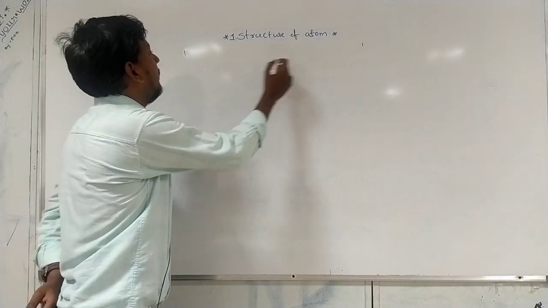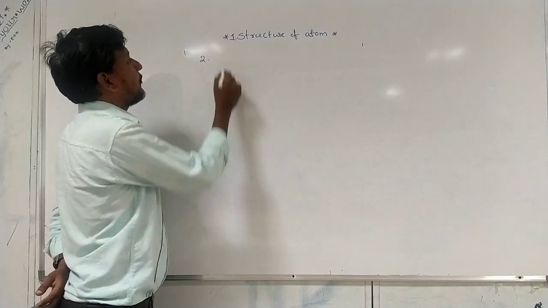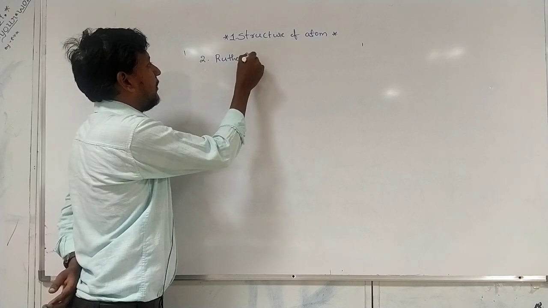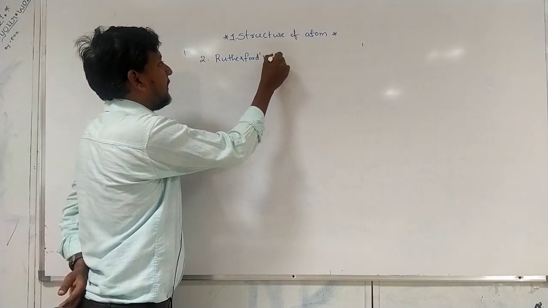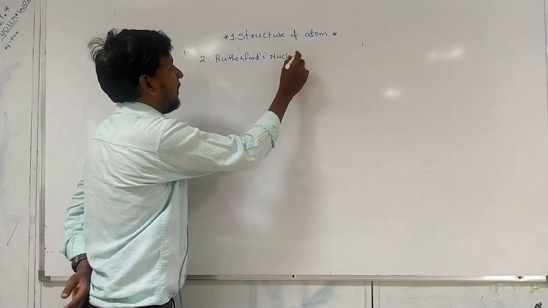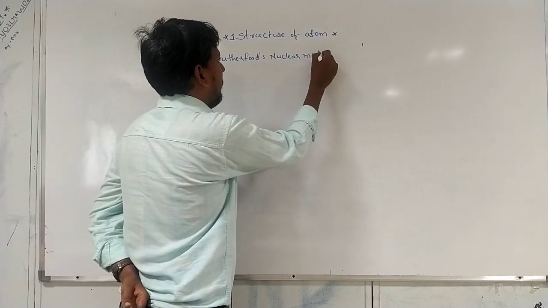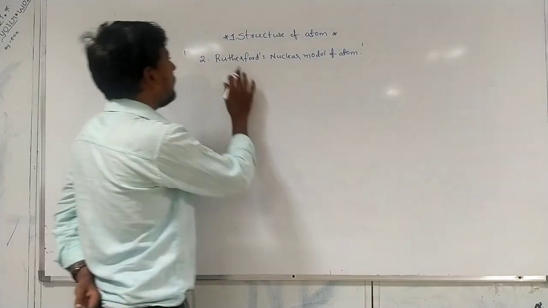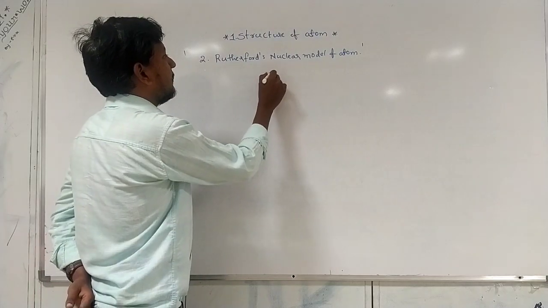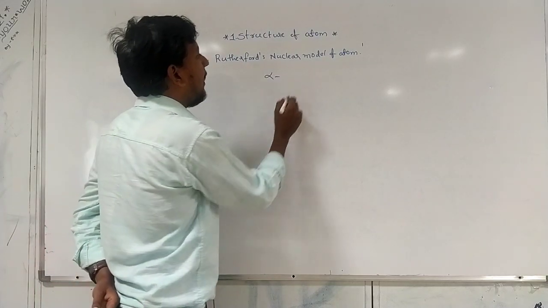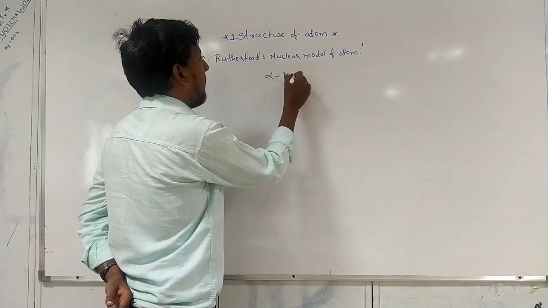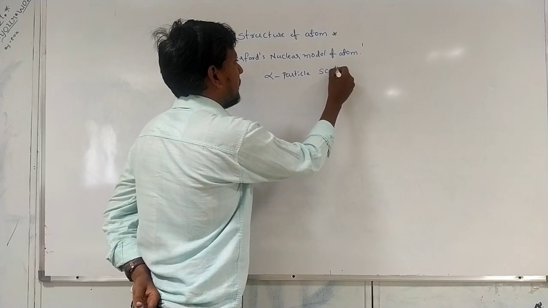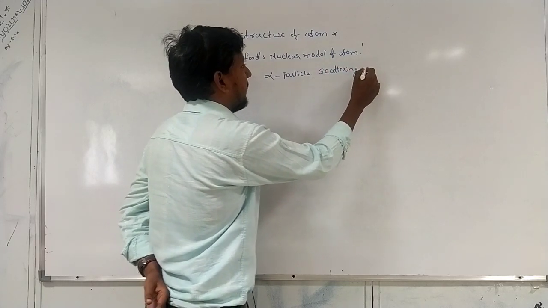Next, the second model of the atom, that is Rutherford's nuclear model of the atom. Rutherford performed an experiment. That experiment is the alpha particle scattering experiment.